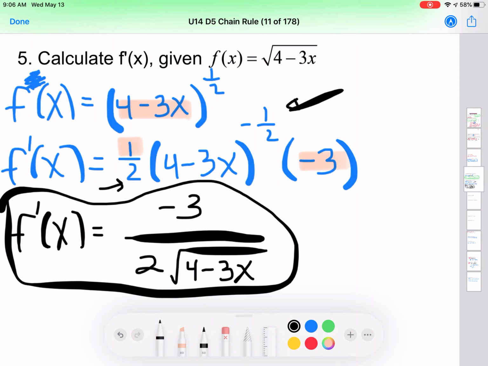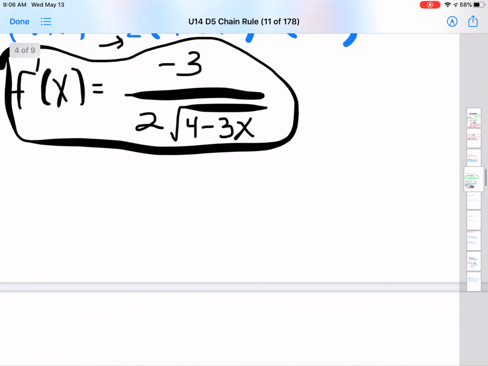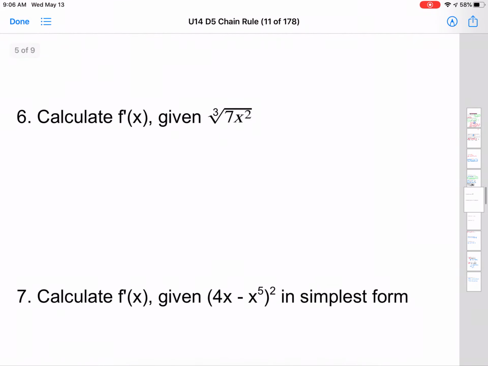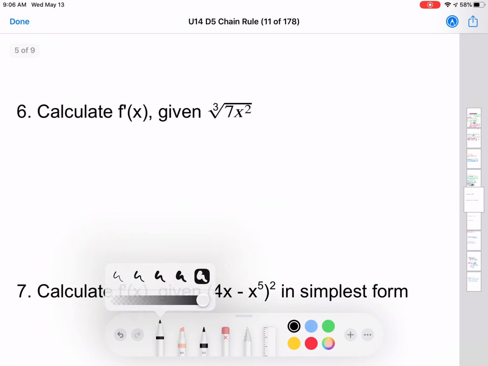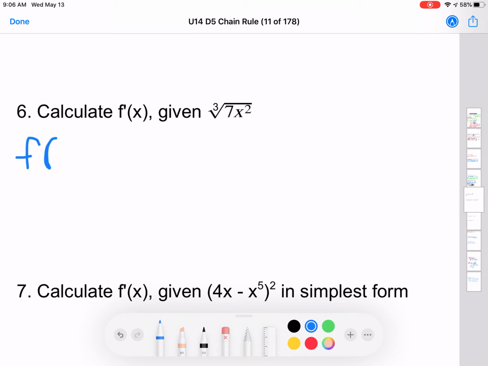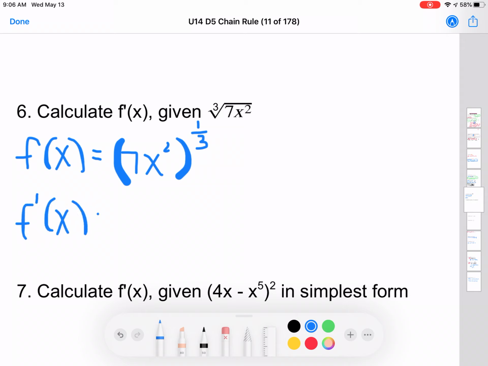Okay, let me see what else we got here. I know it's progressively getting a little more challenging. Okay, lots of Algebra 2 skills that need to be good here. So let's fix this up before we begin. So this is going to be 7x squared raised to the cube root, which is the 1/3 power. So clean it up before we start. Now let's go ahead and take the derivative.